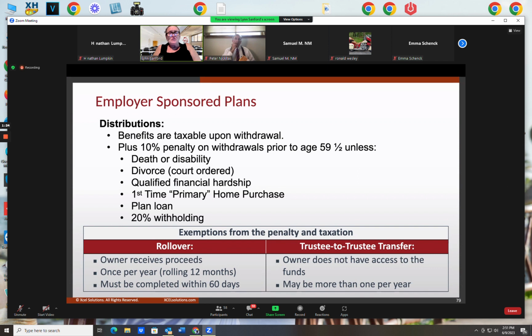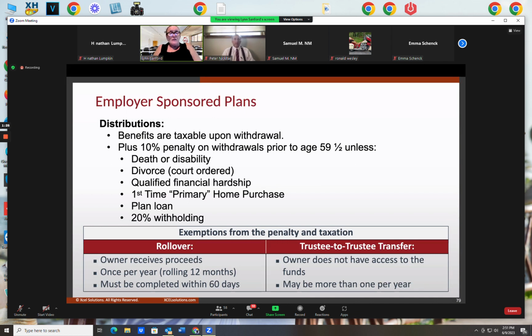And usually plans will not allow you to borrow or take out a loan unless you continue to be an employee of that employer, but you pay the loan back through a salary reduction. But at least you won't be hit with a 10% penalty. That would be mentioned by the IRS in any of these cases.